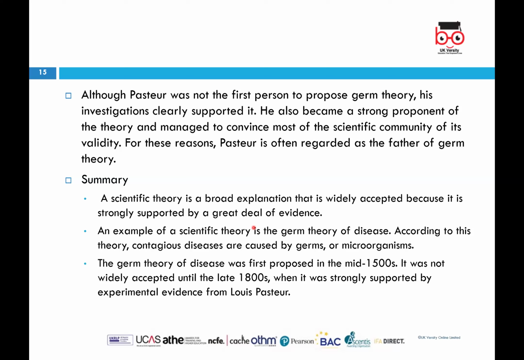Okay, so a summary of what we've talked about. We've talked about a scientific theory. It's a broad explanation that is widely accepted because it is strongly supported by a great deal of evidence. An example of a scientific theory is the germ theory. The father of this germ theory was Louis Pasteur. According to this theory, contagious diseases are caused by germs or microorganisms. The germ theory of disease was first proposed in the mid 1500s but was not widely accepted until the late 1800s because they needed more evidence. It was strongly supported by experimental evidence from Louis Pasteur.